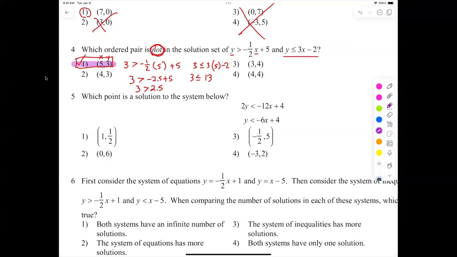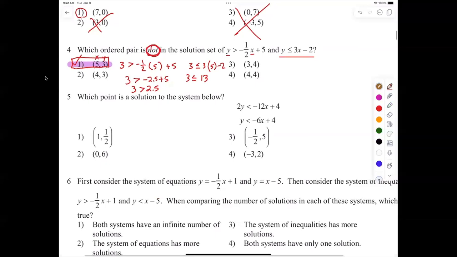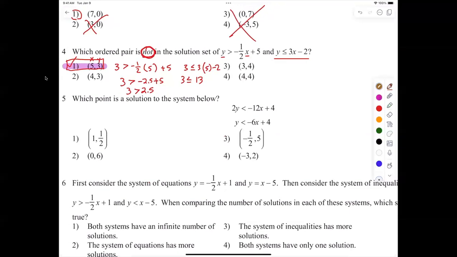Now let's try number 2. Let's plug in 4 and 3. If I plug in 4 and 3, 3 is greater than negative 1/2 times 4 plus 5. 3 is greater than negative 2 plus 5. Is 3 greater than 3? No. So is that a solution? No, but we're looking for the one that's not the solution. So that's the answer.